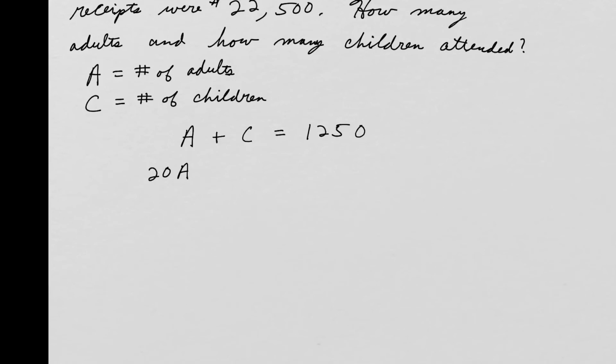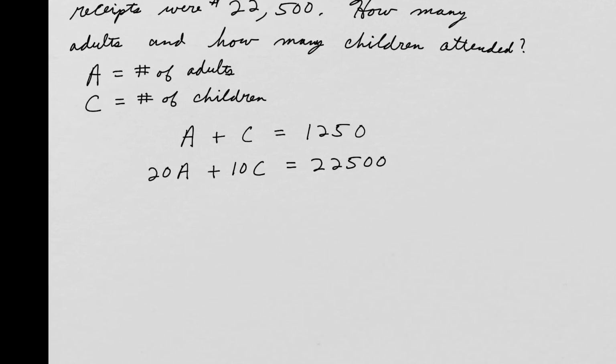If there were 10 adults, 20 times 10 would be $200 from the adults. If there are 100 adults, it'd be 20 times 100. In general, it's going to be 20 times A, where A represents the number of adults. Plus, the total collected from the children must be the amount each child paid, $10, times the number of children. So 10 times C. And if I add those two together, 20A plus 10C, it must be the total amount of money collected, which we know is $22,500.